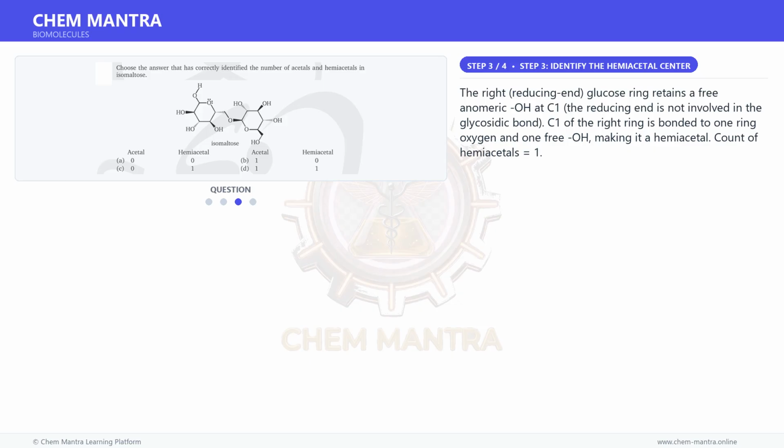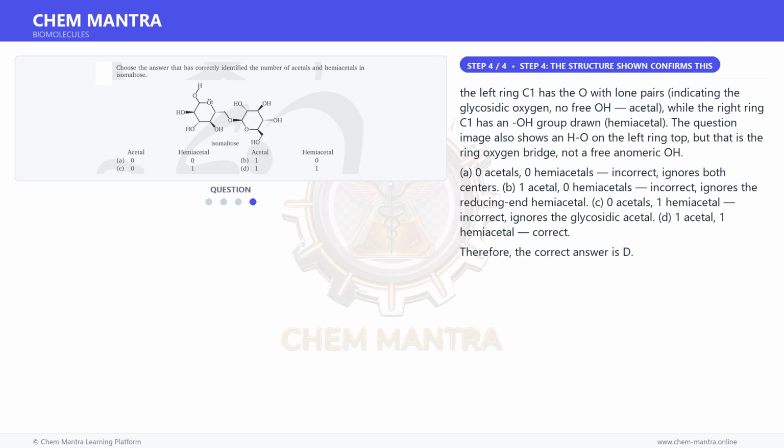Moving on to the next step. The right, reducing end, glucose ring retains a free anomeric OH at C1. The reducing end is not involved in the glycosidic bond. C1 of the right ring is bonded to one ring oxygen and one free OH, making it a hemiacetal. Count of hemiacetals is equal to 1.